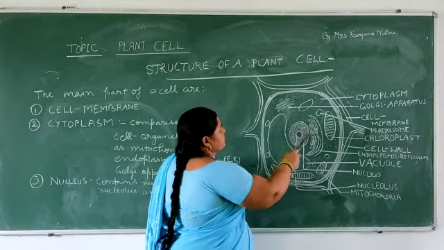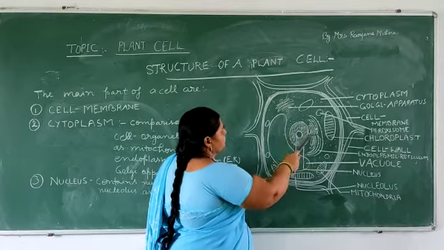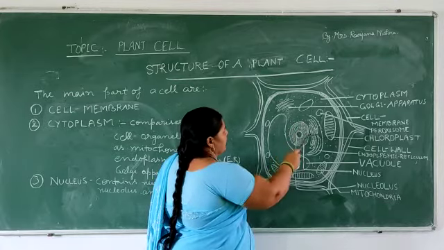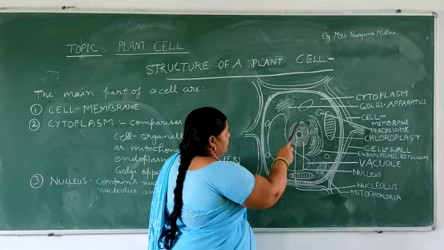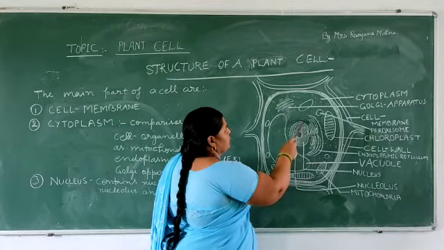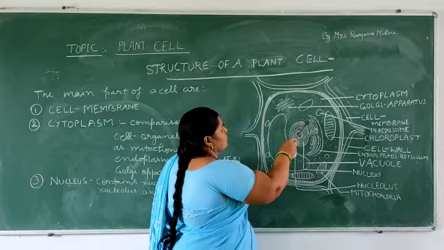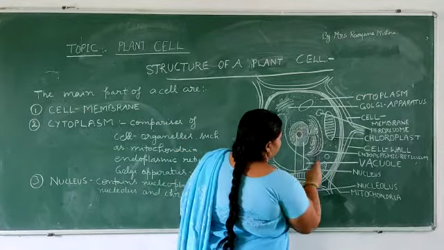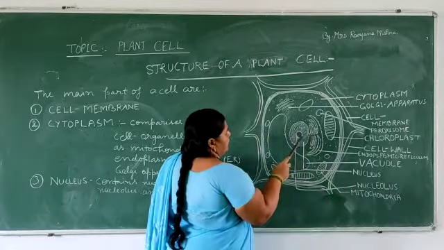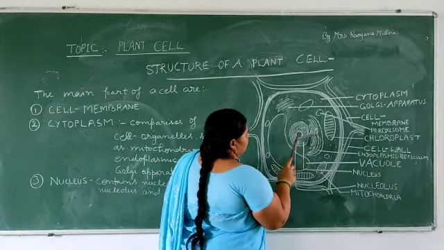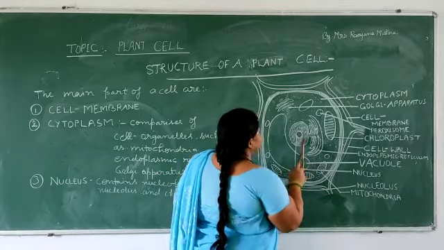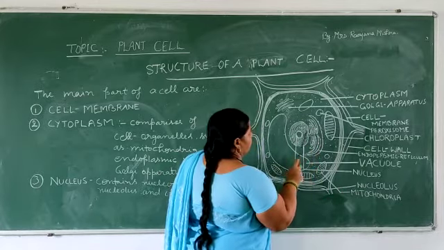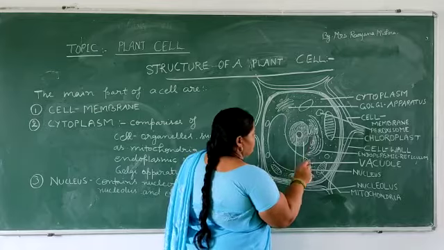This part is nucleolus, and the nucleus having different parts. First part nuclear membrane, second part nucleoplasm, third part nucleolus, and fourth part chromatins. These nucleus having the endoplasmic reticulum, it's having the ribosomes.